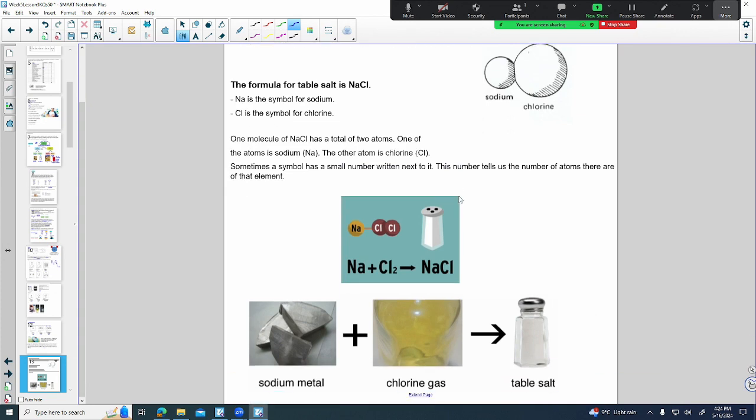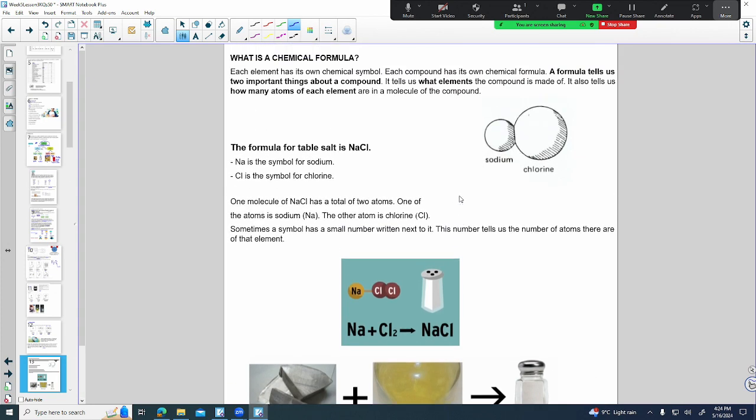Okay, let's now look at what a chemical formula is. So turn to page 25. Each element, we said, has its own chemical symbol. So each compound has its own chemical formula. Now what a formula does is it tells us 2 important things about a compound. It tells us what elements are in the compound. It also tells us how many atoms of each element are in a molecule of the compound.